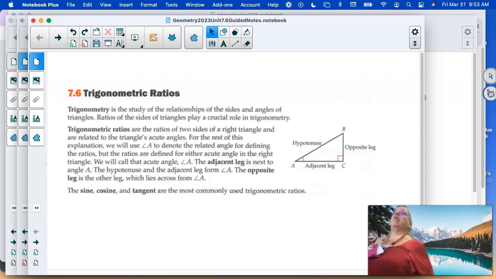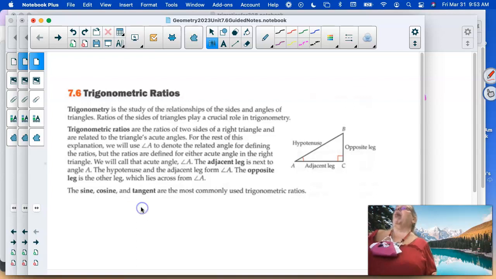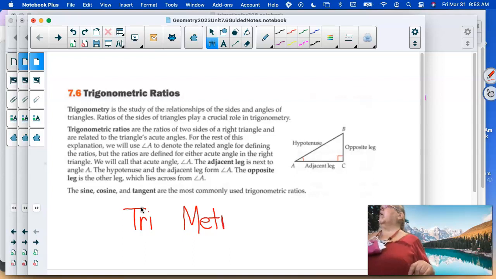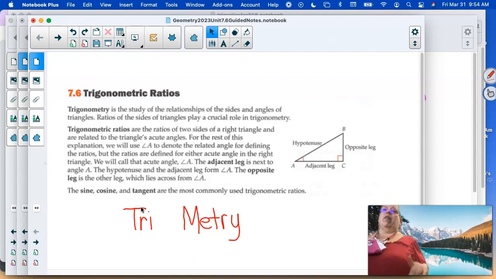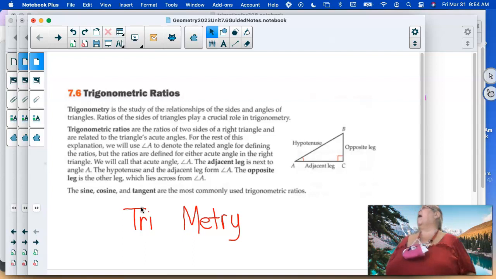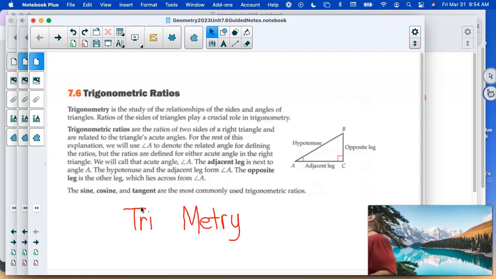Okay, take two. We're talking about trigonometric ratios, unit 7.6. Tri is for triangle, metric or metry is for measurement. So trigonometry is going to help us find missing sides and or missing angles of a right triangle. So trigonometry, we're going to use right triangles. We good? Okay, and sorry, I'm off screen.